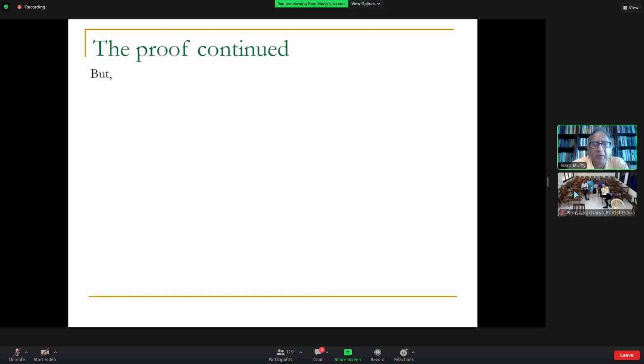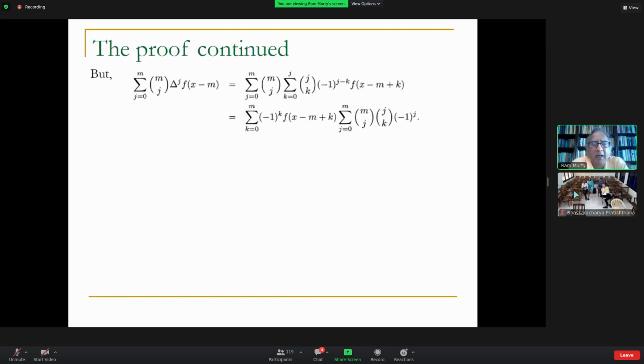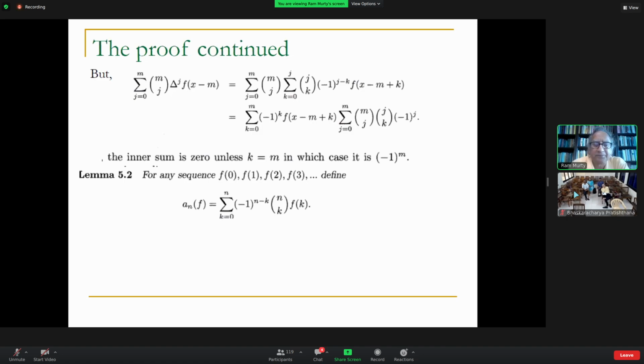And you can do that very easily by checking the summation of m choose j, Δ^j f(x minus m). When you write it out in longhand and do the obvious interchange of summation, lo and behold, the inside sum turns out to be that binomial orthogonality relation that I talked about in the earlier slide. The inner sum is 0 unless k equals m, in which case it's minus 1 to the m. And lo and behold, you get your result. Okay, so that's the proof of that fact.